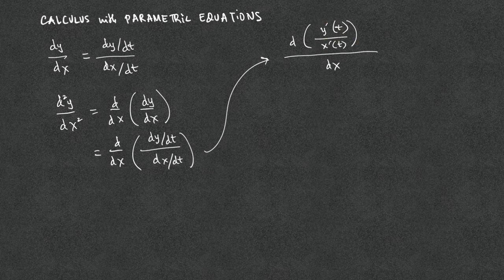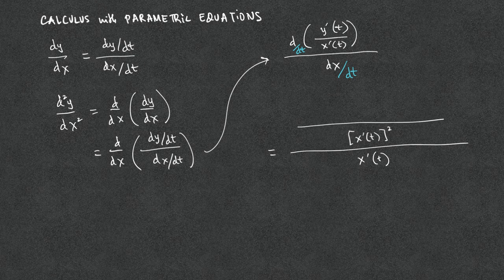But using the chain rule, we can take the derivative of the numerator with respect to t and the denominator with respect to t. The denominator is x prime of t. For the numerator, we use the quotient rule. We square the denominator of the numerator. The numerator is the derivative of the numerator, which is now y double prime of t times the denominator x prime of t, minus y prime of t times x double prime of t.